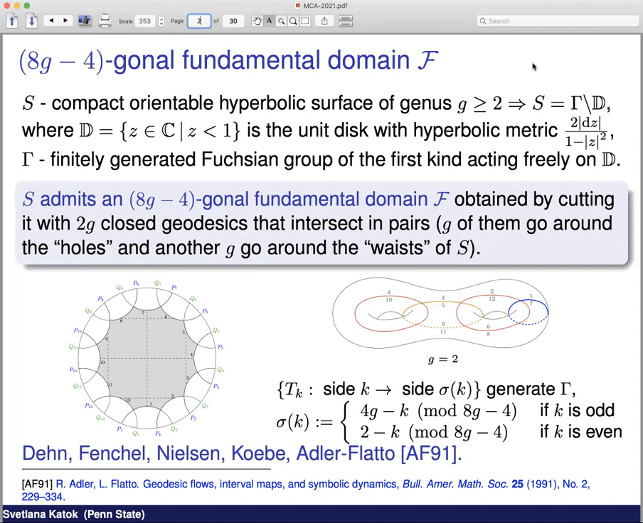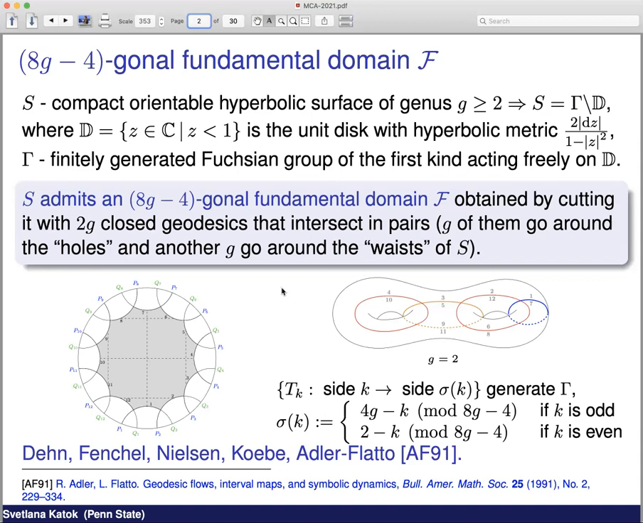So let me start with the background. You have a compact orientable hyperbolic surface of genus greater than or equal to 2. And then by uniformization, there exists a Fuchsian group, finitely generated of the first kind, which acts freely on the unit disk D, such that S is a quotient.